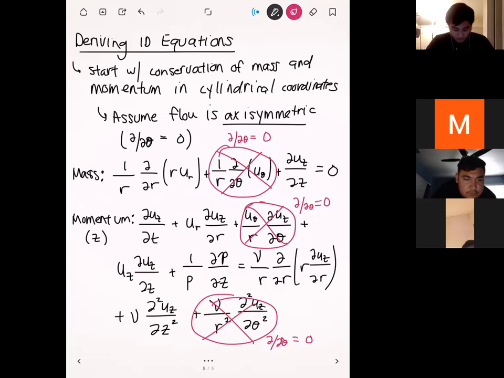All right, and so that's Navier-Stokes in axisymmetric coordinates. This is kind of a throwback to the beginning of the semester when we solved this analytically for a simple case. But now we're going to loosen up some of our assumptions from before, and then also integrate this equation so that we can manipulate it and get our 1D equations. Okay. All right, any questions on this?